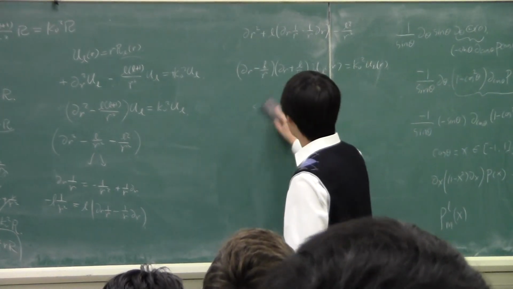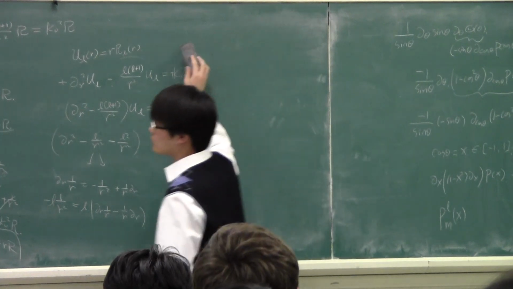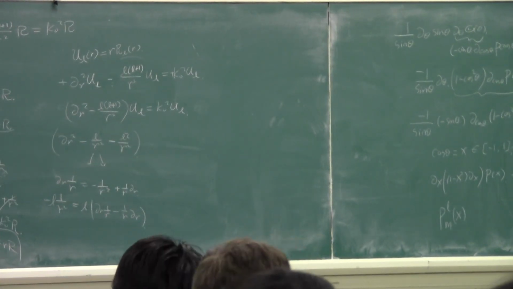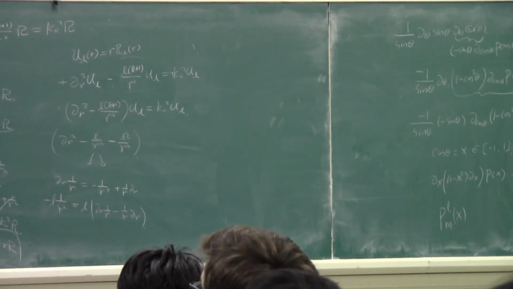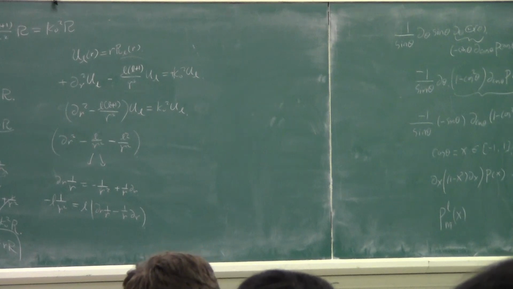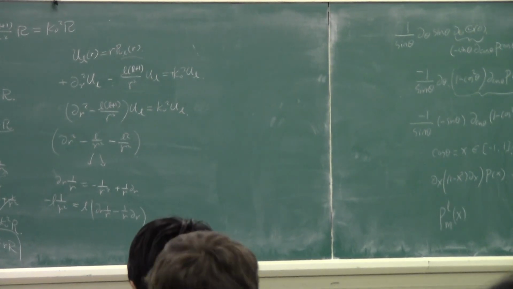So now we move on to the second part. The second part, we're going to think about rotations. And what are the generators of rotation? So physically, what does angular momentum do? What does linear momentum do?